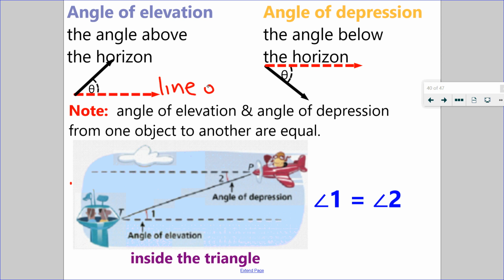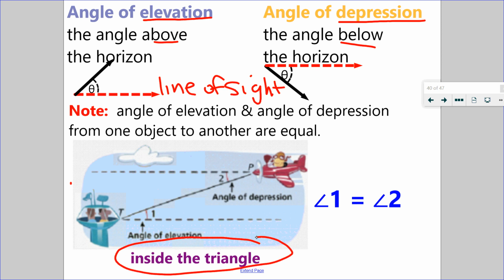So we can have an angle of elevation, elevation means above, or an angle of depression, which means below. Now, whether I'm given an elevation or a depression angle, I always want to work with the angle of elevation because it's inside the triangle. So here's an example. We have an air traffic control and we have an airplane. The airplane looks down at the air traffic controller at an angle of depression, and the angle of elevation is from the air traffic controller to the pilot, but those angles are the same.